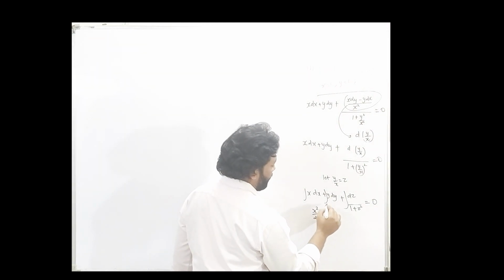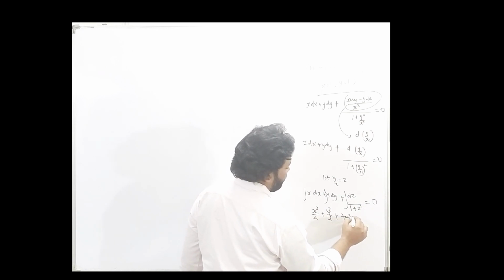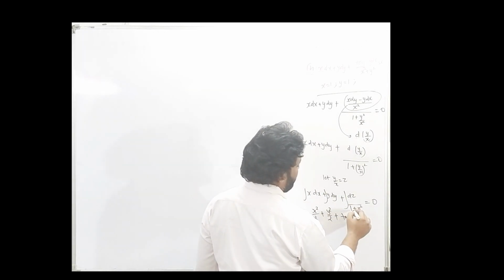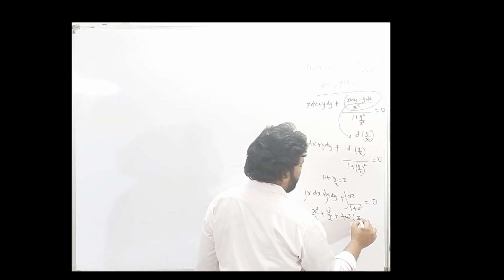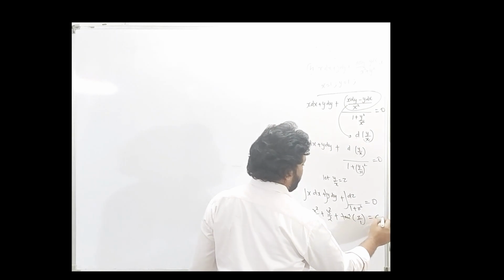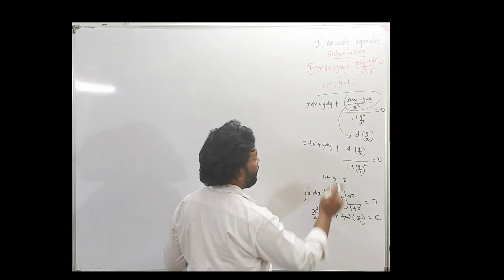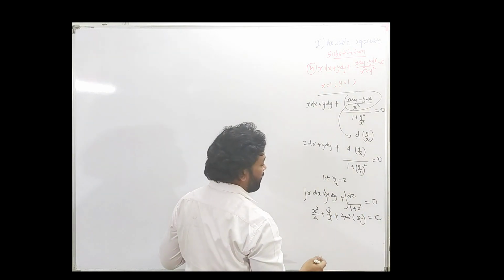Integration of x is x square by 2, y square by 2 plus tan inverse of 1 upon a square, tan inverse of z by 1 equal to 0. And let's put some constant c. No issues if we put the c over here or on the other side. We have been given this condition, so we can evaluate it.